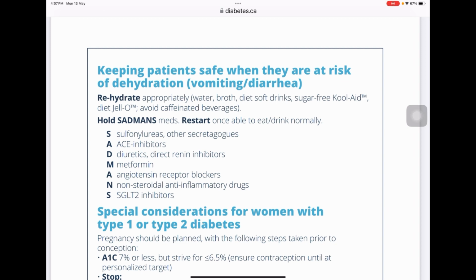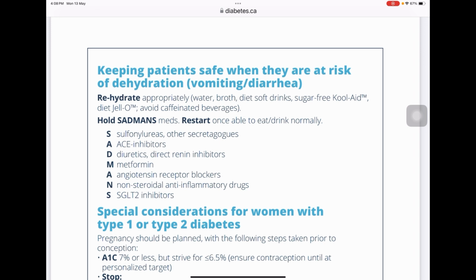Rehydrate appropriately: water, broth, soft diet, sugar-free Kool-Aid, diet gelatin. Avoid caffeinated beverages, hold SADMANS meds. So this is a very important mnemonic you need to remember. These are the medications that you need to stop when the patient is ill, dehydrated, or is not drinking enough water. So we need to stop these drugs.